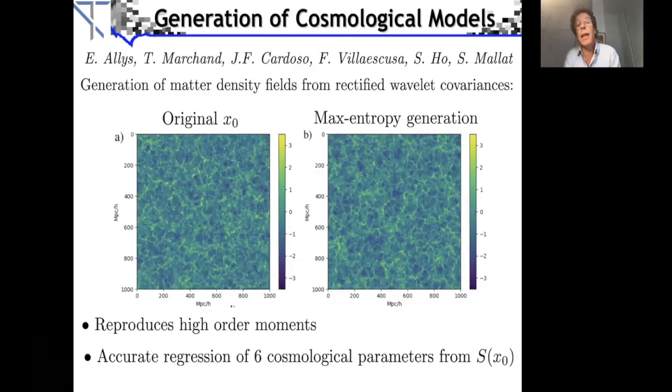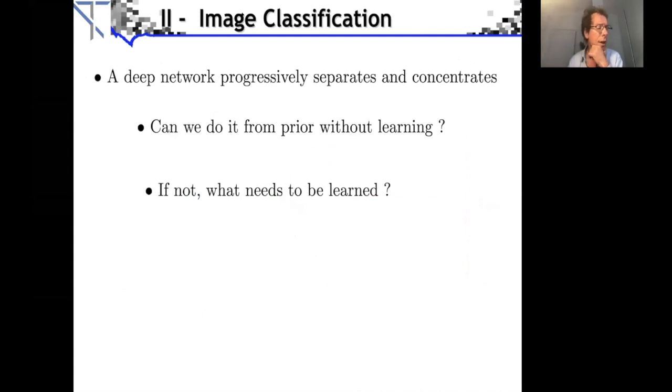Now, this was a work that we carried here with CCM, with Erwan Allys, Thierry Marchand, and in collaboration with Shirley Ho, to try to apply that kind of thing to model cosmological density fields of matter in the universe. And if you look at the realization of a maximum entropy generation just obtained from these moments, you get not only images which are very good, but it does reproduce the higher order moments as much as we checked, and it gets very good regression of the cosmological parameters. So we see here, ReLU is very natural to build up correlations across scales and angles.